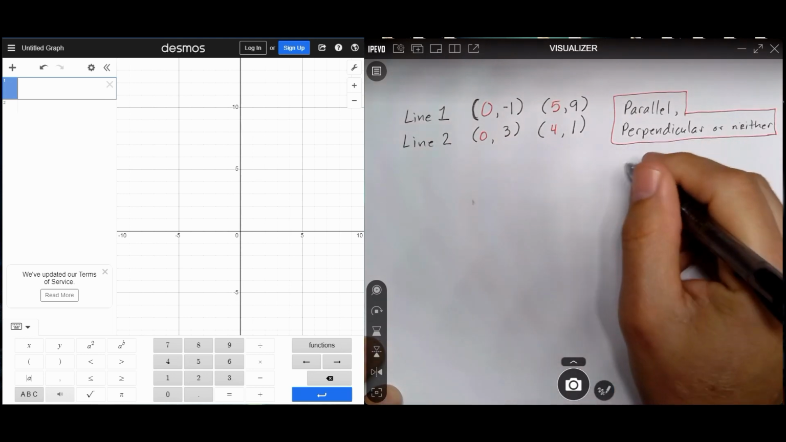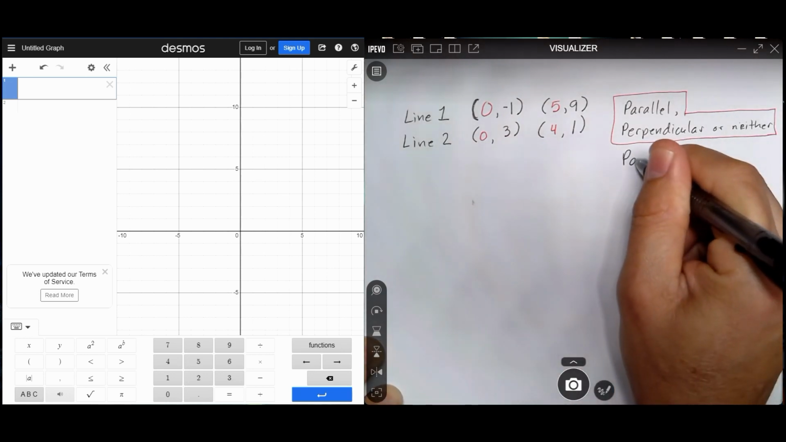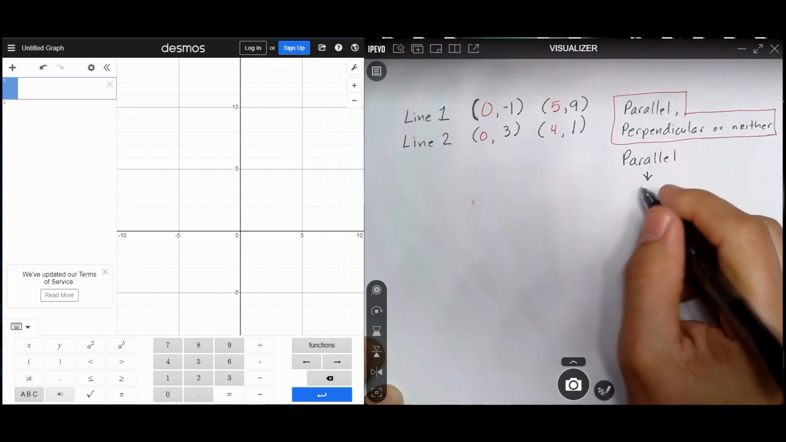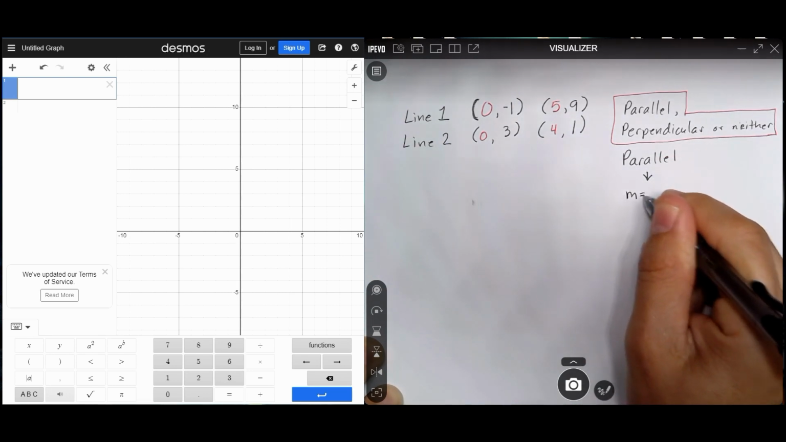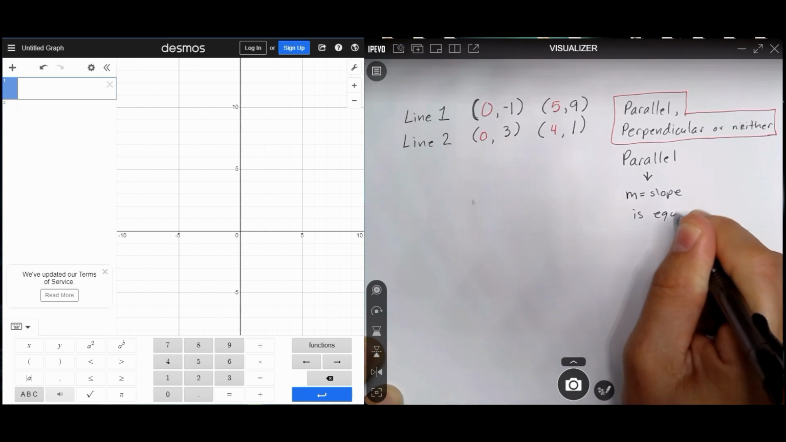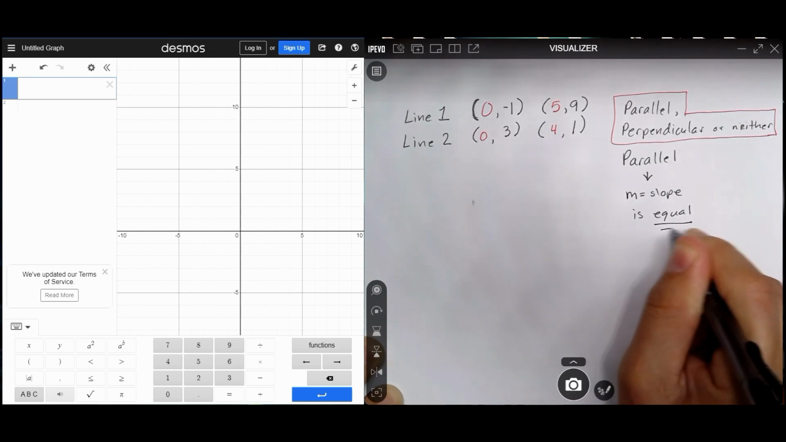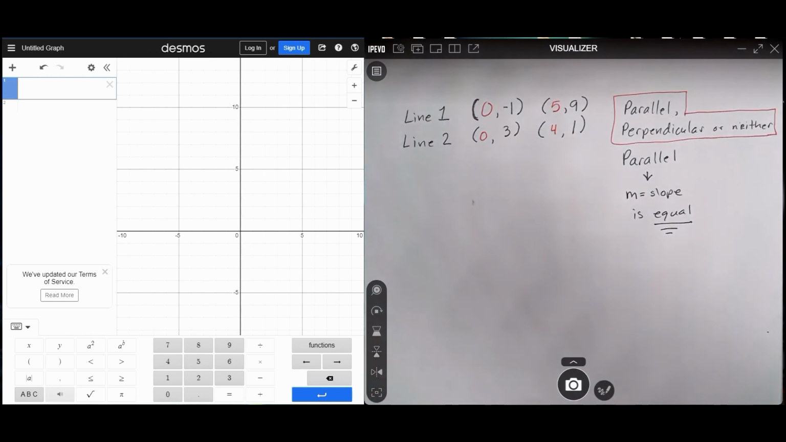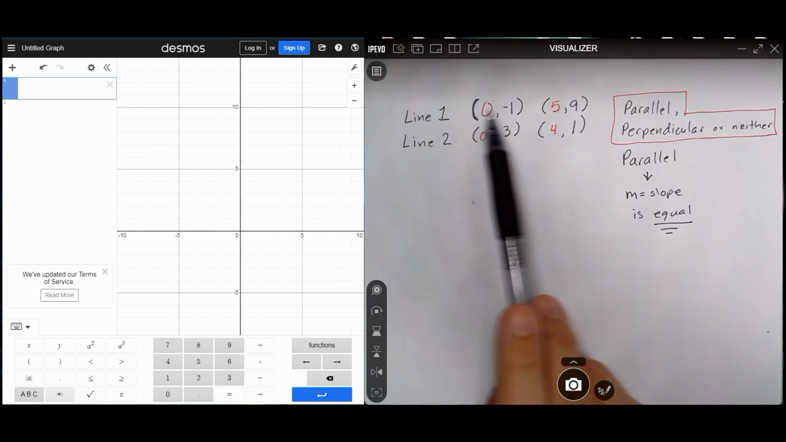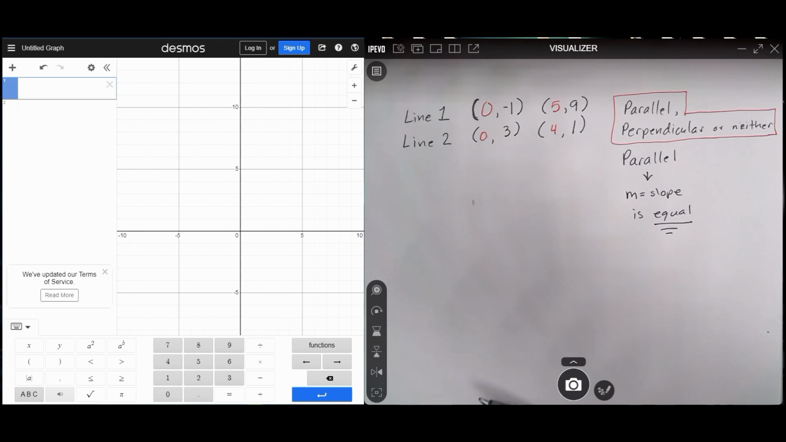So again, what we want to do is just remember, what do parallel lines have in common? When we talk about parallel lines, one thing that they'll have in common is m, in other words, the slope is equal. Or we could also just say the slope is the same. So this is going to be really simple. If we want to find out if these are parallel, we just need to find the slope of both lines using their ordered pairs, and then we can determine if they're going to be equal. And if the slope is equal, then it's definitely parallel.